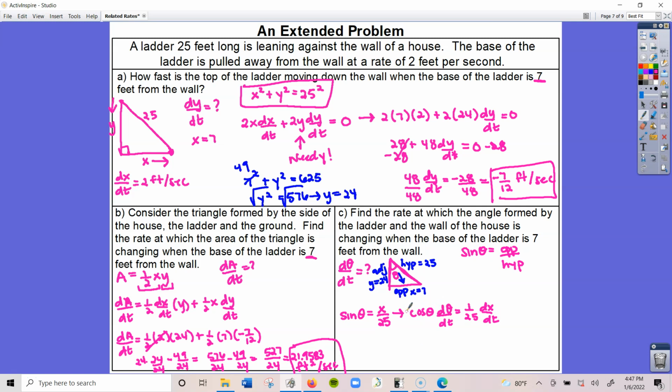Now the cosine of theta, I don't need to know what theta is in order to know what the cosine is. Cosine is the adjacent over the hypotenuse. The adjacent side is 24, and the hypotenuse is 25. So d theta/dt is going to equal 1 over 25 times dx/dt, which once more is 2. Now to solve for d theta/dt, I need to get rid of this fraction, so I'm going to multiply by the reciprocal.